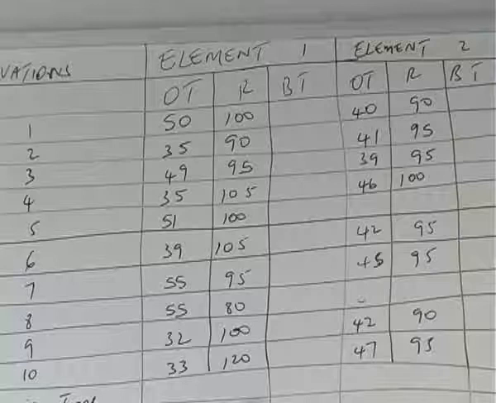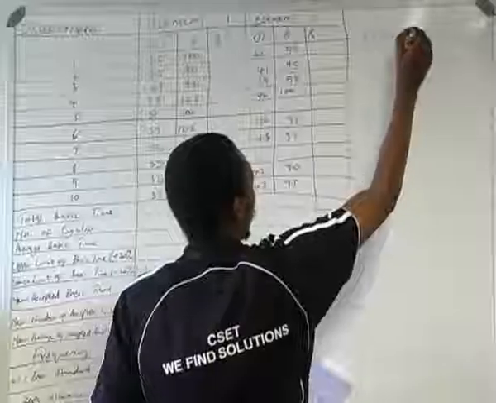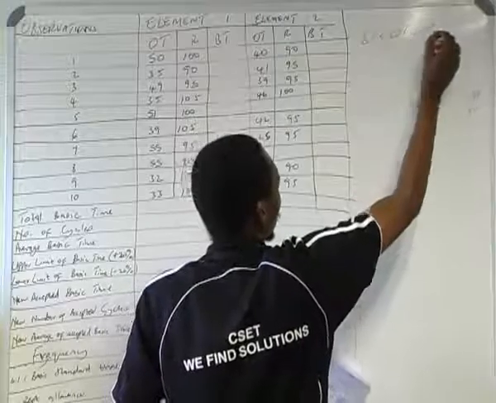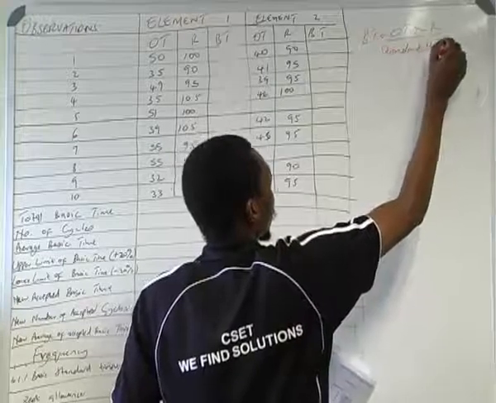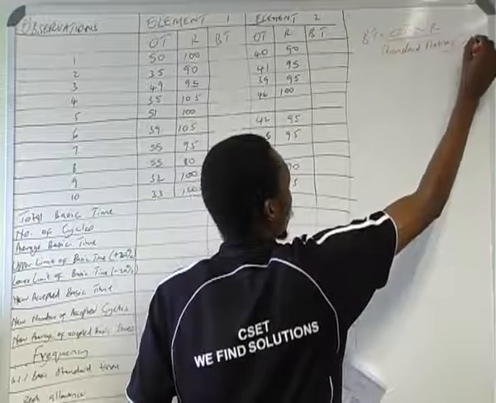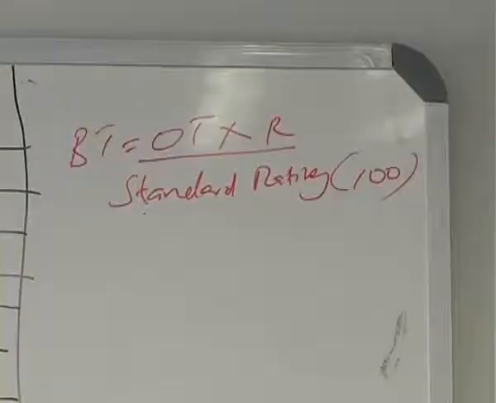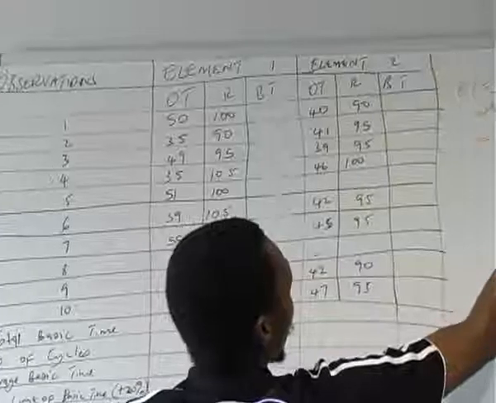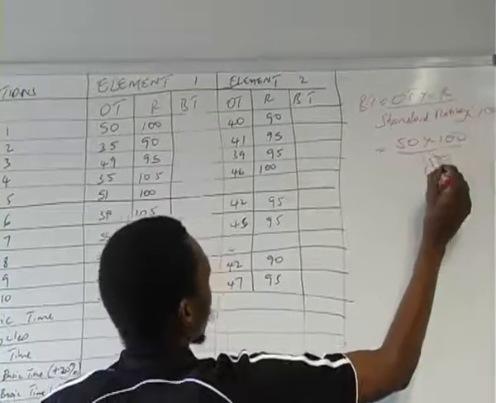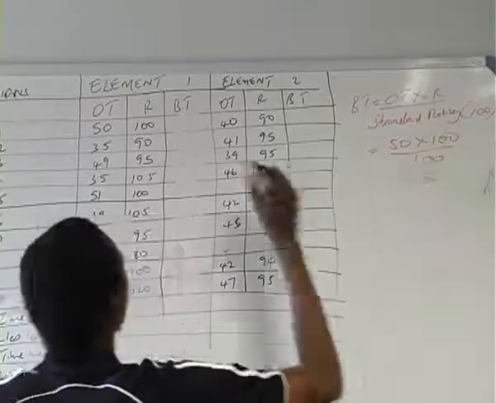The formula for basic time is observed time multiplied by rating divided by standard rating. Standard rating is always 100. You expect an operator to work at 100%, always. So for element 1, it's going to be 50 multiplied by 100 divided by 100, which is 50.